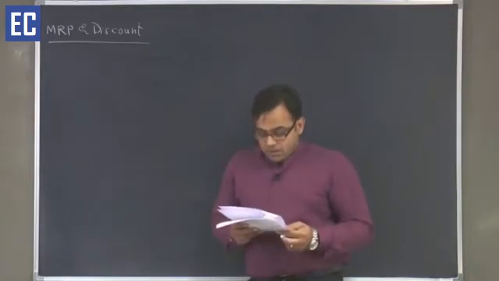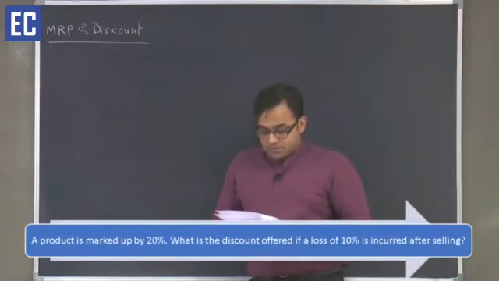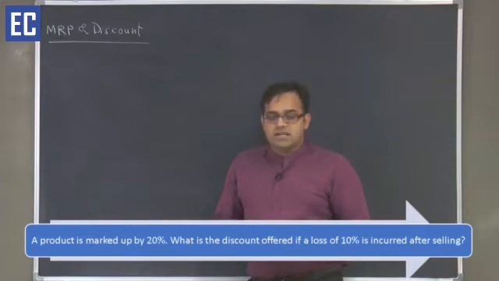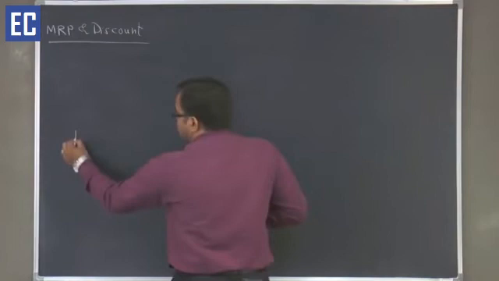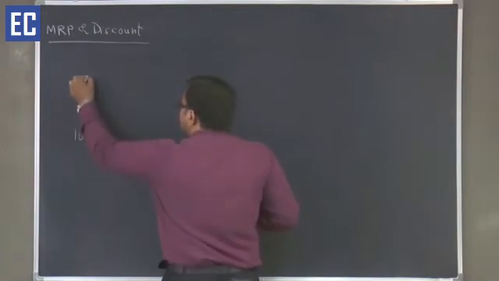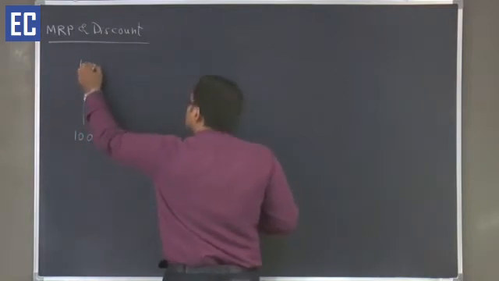Example 3. A product is marked up by 20%. What is the discount offered if a loss of 10% is incurred after selling it? So a loss of 10% is incurred. Let us say the cost price is rupees 100. It is marked up by 20%, so this becomes 120.